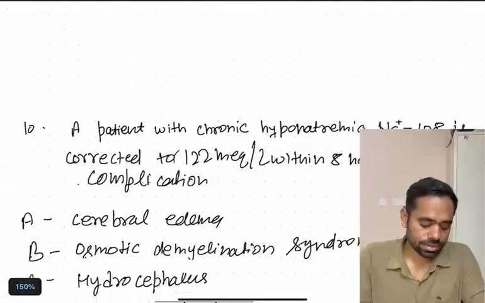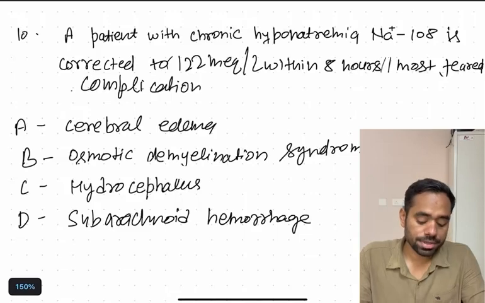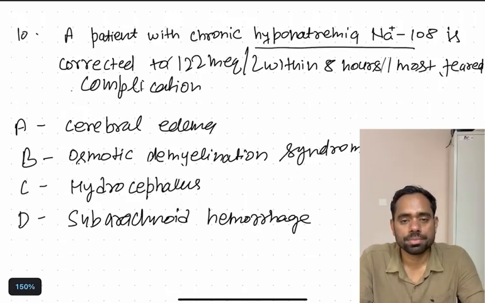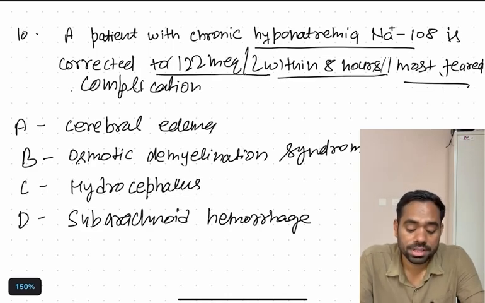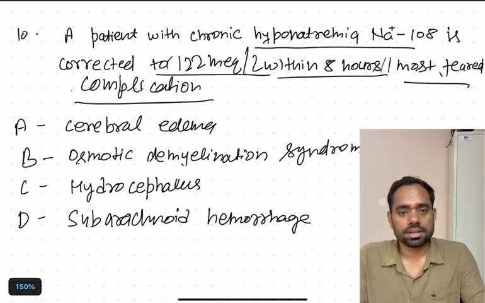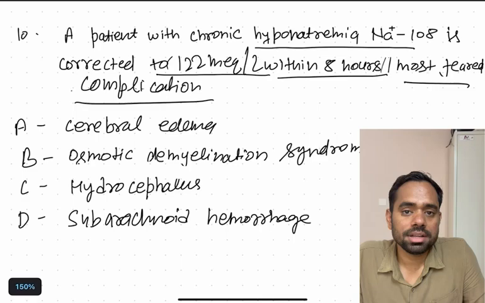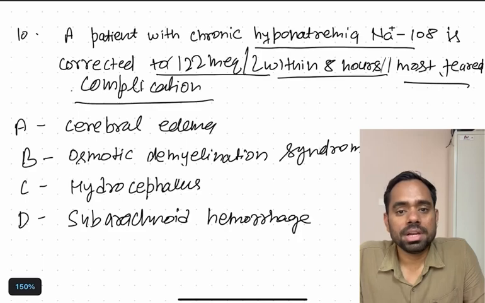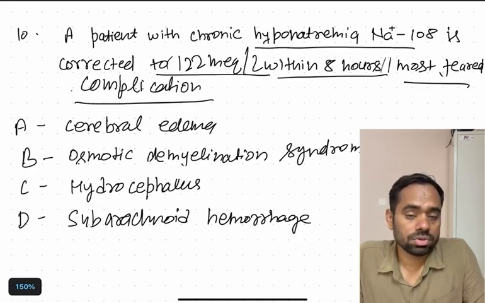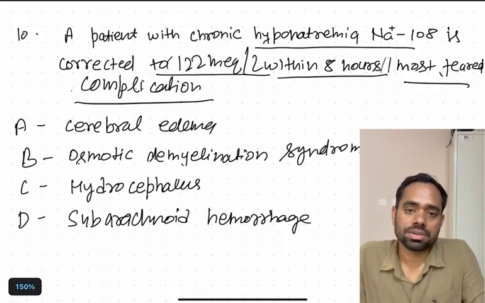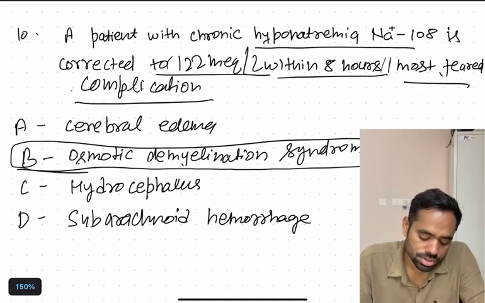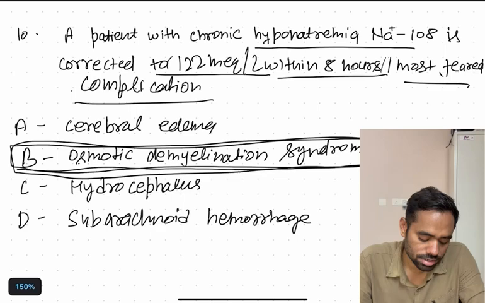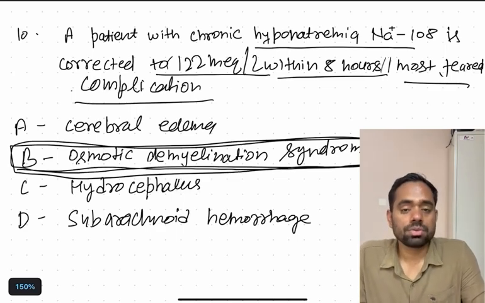Moving to the next question. Here a question: a patient with chronic hyponatremia. Hyponatremia is also a very important topic. Sodium is 108 and is corrected to 122 within 8 hours. Most feared complication. Whenever a patient with hyponatremia comes, you should not correct sodium very rapidly. It should be within 24 hours; you can correct 8 milliequivalents per liter, not more than that, otherwise the patient will develop CPM. So here, osmotic demyelination syndrome is a very dangerous complication. So always correct sodium gradually.